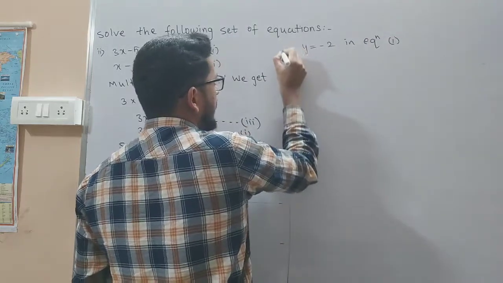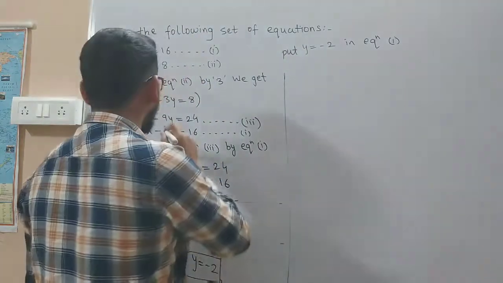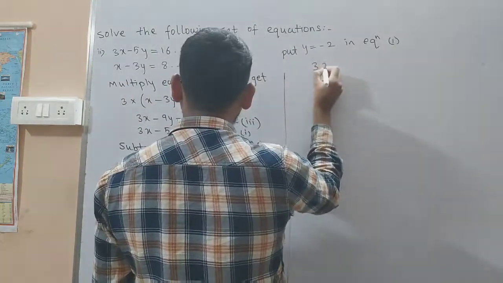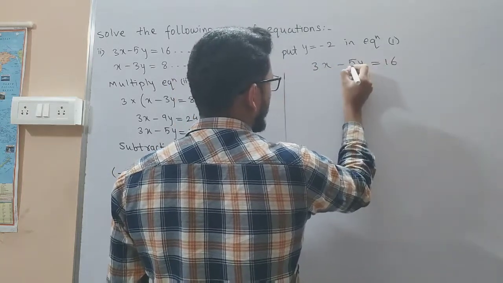We'll write here: put y equal to minus 2 in equation number 1. So what is equation number 1 here? That is 3x minus 5y equal to 16. This is equation number 1.